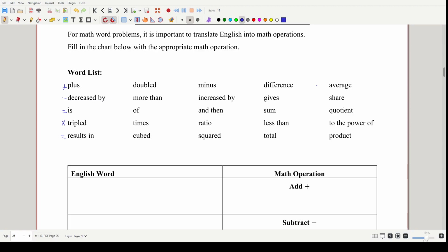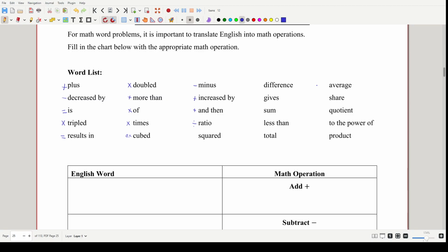Doubled, that means something is multiplied by 2. When we have something that's more than, that means we added to it. Of, we're multiplying. Times, we're multiplying again. Cubed, this means that we have an exponent to the power of 3. So we'll just write a little EX here for exponent. Minus, of course, means subtraction. Increased by, we're adding, as in this and then that. So we're adding. Ratio, that's another way of really saying a fraction. So this is just division.